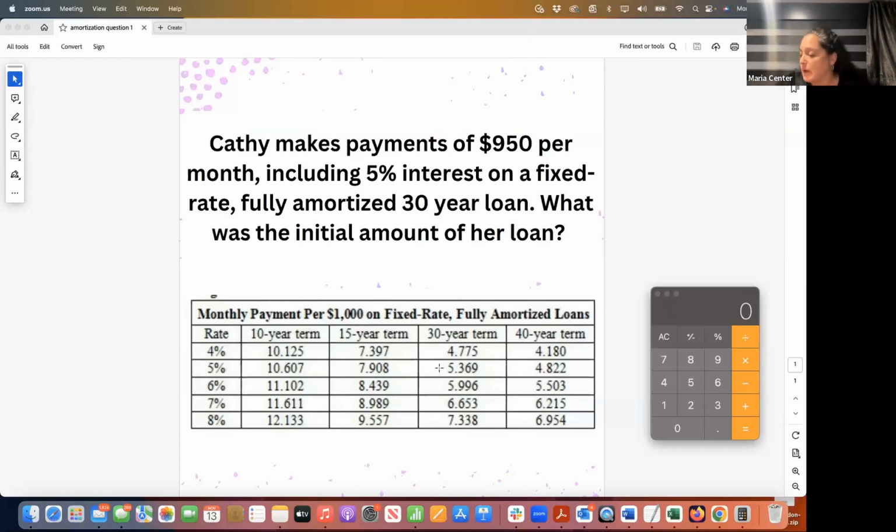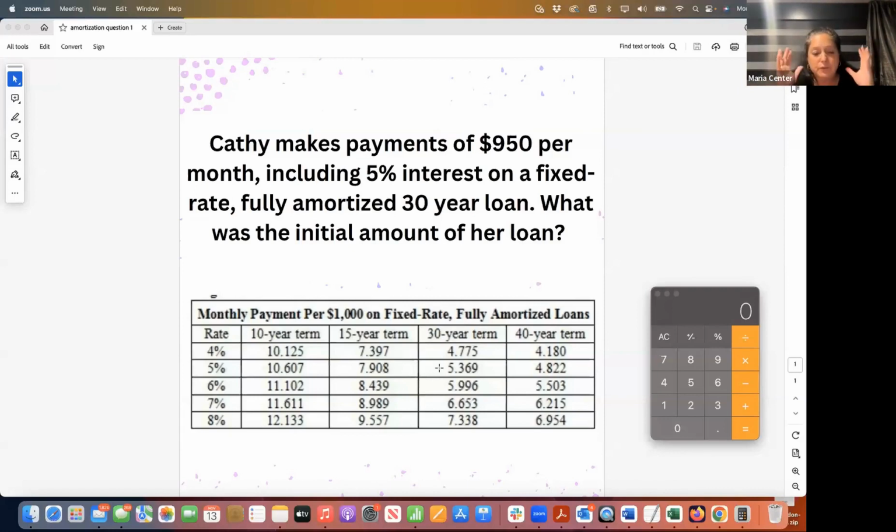And it says 5.369. Y'all see that? 5.369. Everybody's got that? That number from the chart is what's going to help us solve this problem. Now, it is literal money. It is the monthly payment for every $1,000 that Kathy borrowed. She pays back $5.369 a month for every $1,000 that she borrowed. So let that sink in a minute. For every $1,000 of her loan, she has to pay back a monthly payment of $5.36 and some change there.